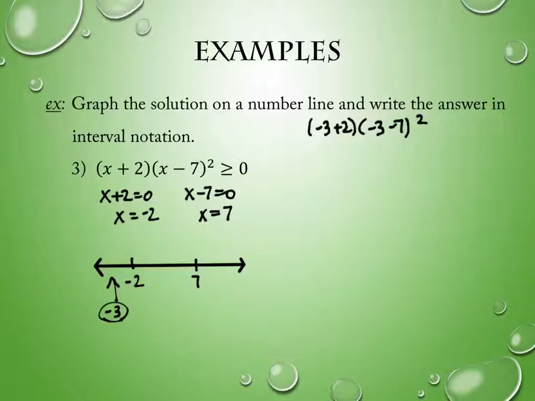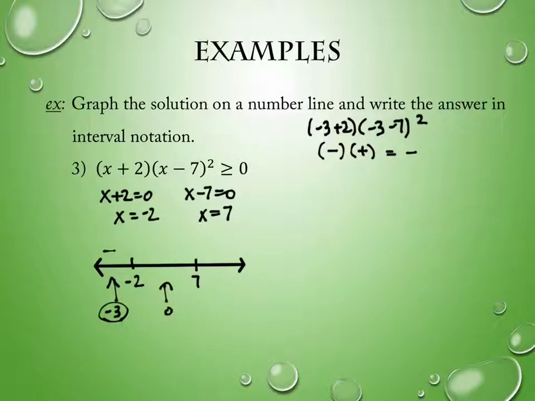All right, and then I'm deciding to have positives or negatives. So negative 3 plus 2, is that positive or negative? It's negative. Now, negative 3 minus 7 would be negative, but then I'm squaring it, so I get a positive. So that square here really changes things, doesn't it? It means that no matter what I put in there, it's going to be positive in that second factor. Then I've got a negative and a positive, which makes it a negative. So I've got a negative before negative 2.